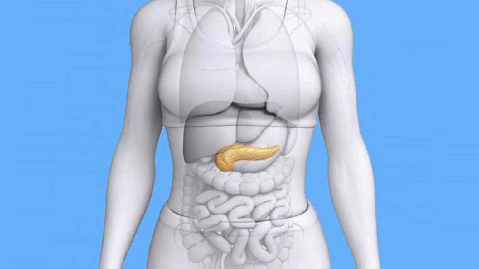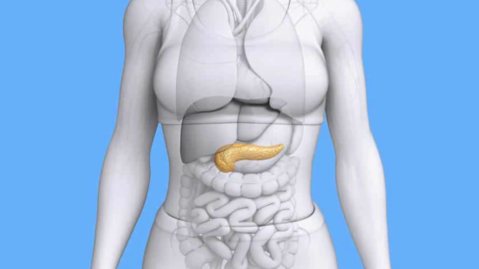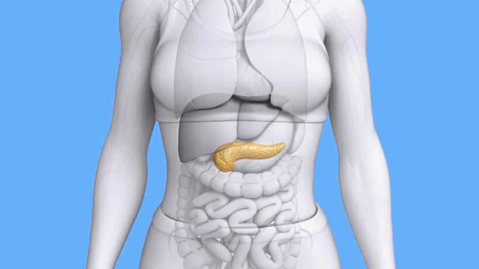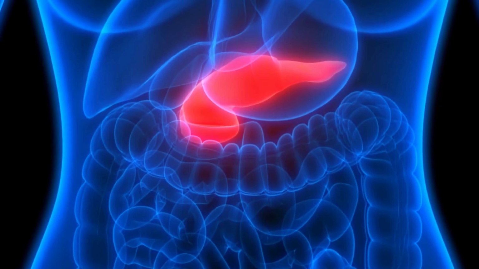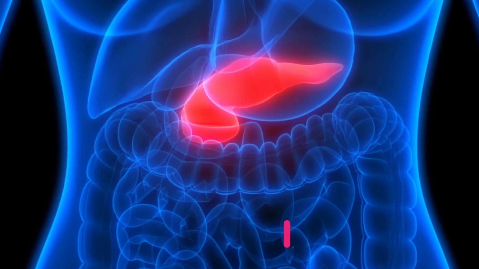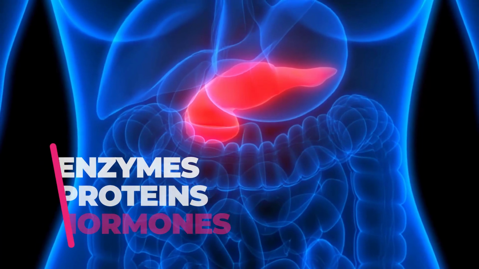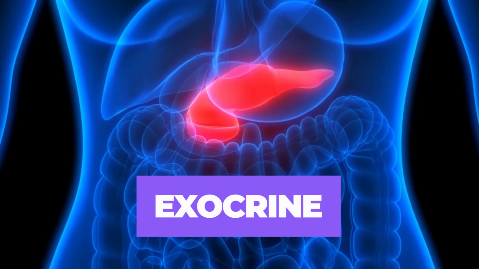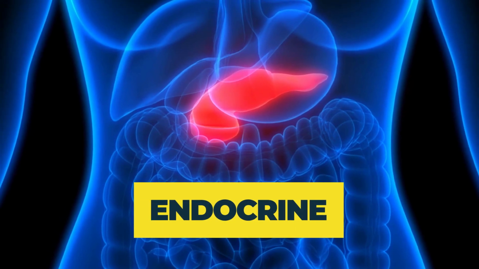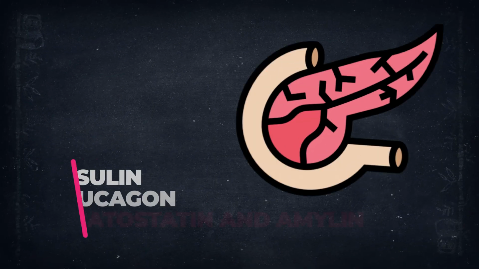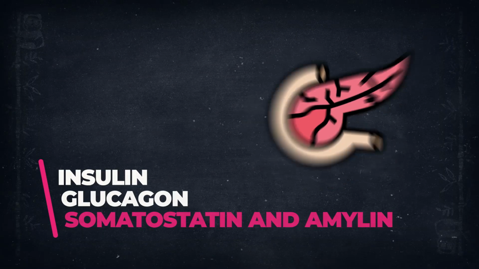throughout the body. Next, we have the pancreas, which is a gland about 15 centimeters long, located between the duodenum and the spleen. It acts on both the endocrine and digestive systems, mainly due to its ability to produce enzymes, proteins, and hormones. Since it is a gland, it has exocrine characteristics for the digestive system and endocrine characteristics for the endocrine system. For the endocrine system, it produces insulin, glucagon, somatostatin, and amylin.